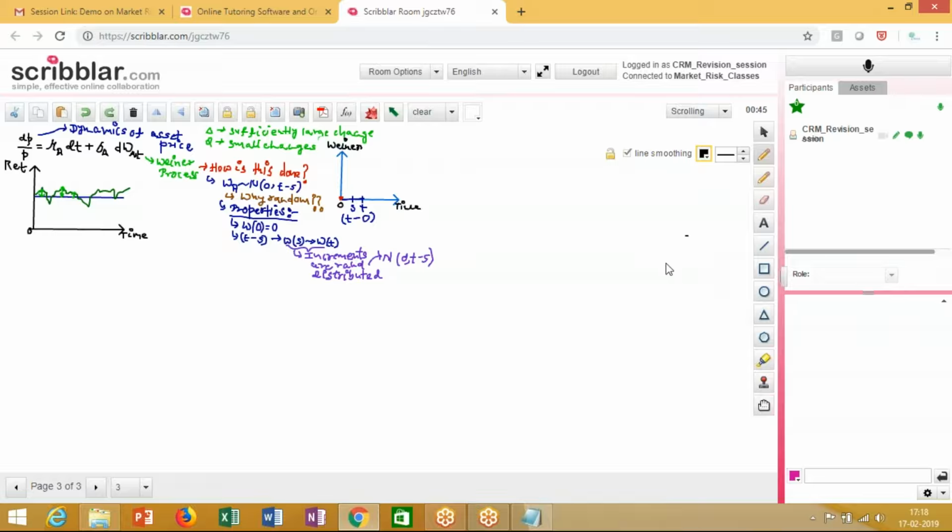So are these first two properties clear? Then I will link up these two properties. Okay, fine. It's clear. Perfect.